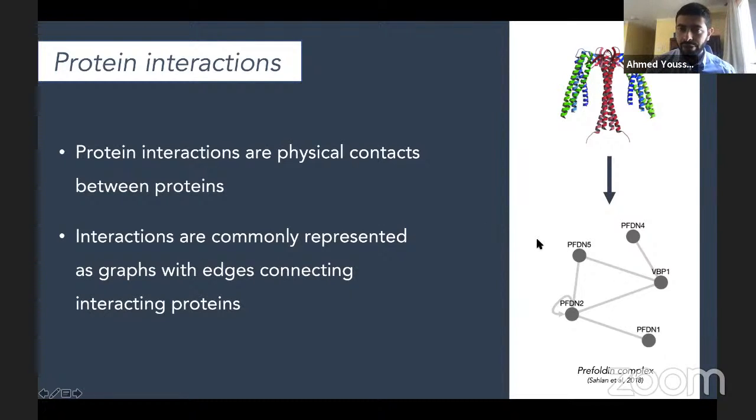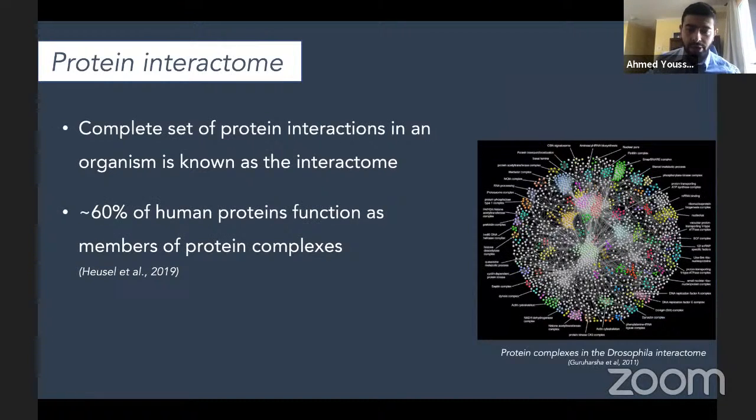Now, if we were to take all such interactions in an organism and put them in one large network, we get what is termed the interactome. On this slide, I'm showing an example from one of the early influential papers in this area, where they profiled the whole interactome for the fruit fly.